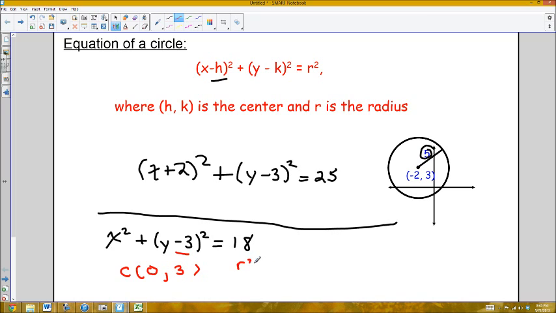Here the radius squared is equal to 18. This means if I take the square root of both sides, I get r as the square root of 18. Since there is a perfect square factor of 9, the square root of 9 is 3, so this will be 3 square root of 2. Yeah, it's fantastic. So that's how we use the equation of a circle. I'm now going to hand this back to your teacher.